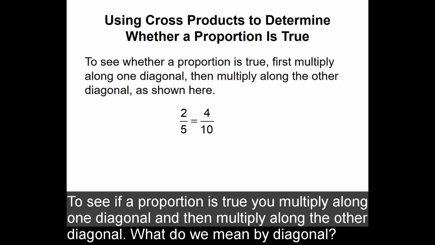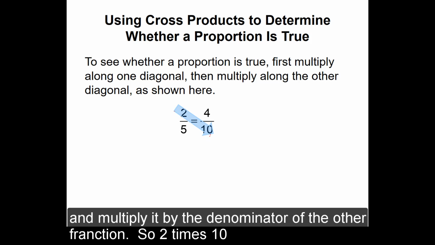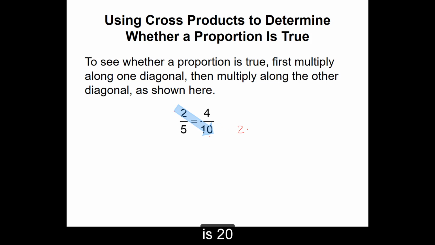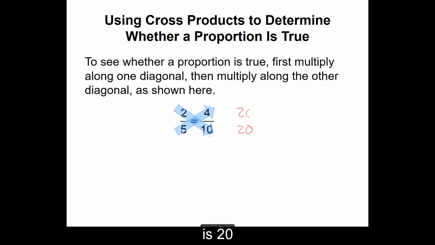Okay, what do we mean by a diagonal? So here's a diagonal here. We take the numerator of one fraction, in this case the 2, and we multiply it by the denominator of the other fraction. So 2 times 10 would yield 20. Now we do the same thing to the other numerator and denominator, the other cross product. Well, 5 times 4 is 20.